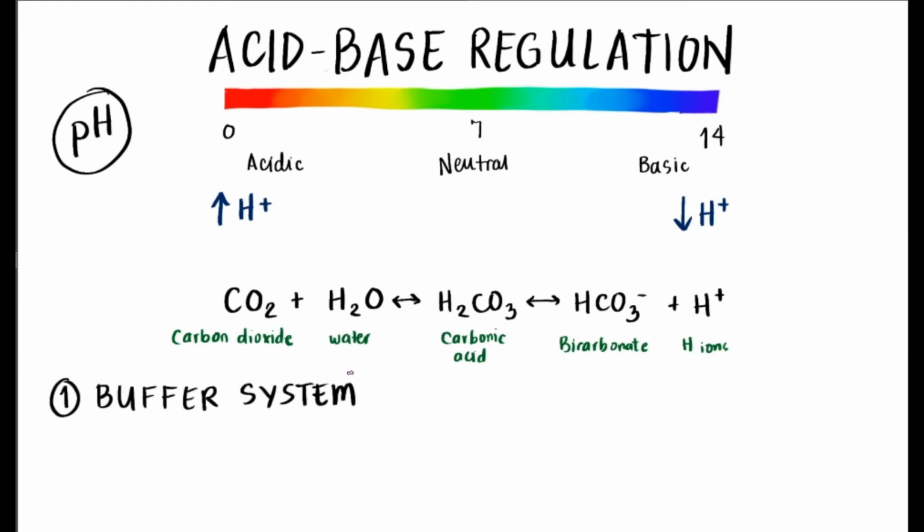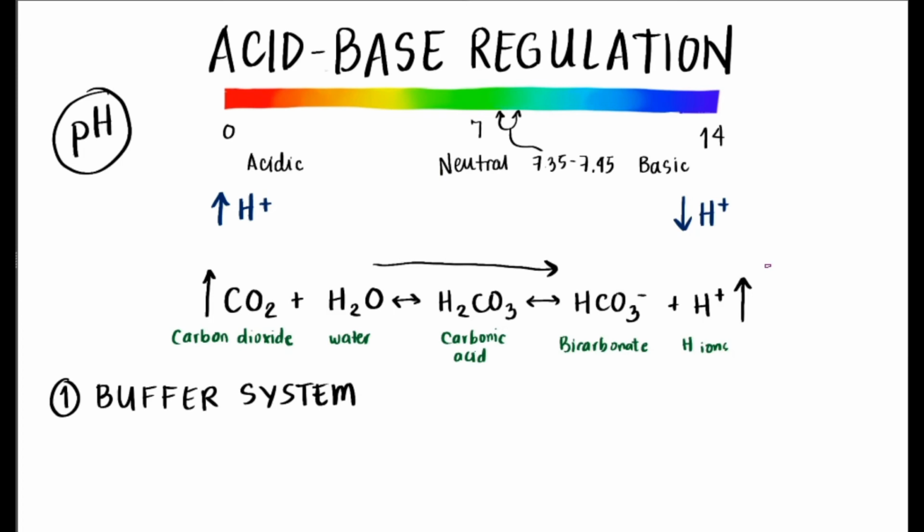A buffer system is an aqueous substance that resists change in pH, maintaining the normal blood pH at 7.35 to 7.45. How this works is that whenever there is an increase of substance in one side of an equation, the equation shifts to the opposite side to balance their amounts in the body. The carbonic acid and bicarbonate buffer system is just one of the many different buffer systems in our body.